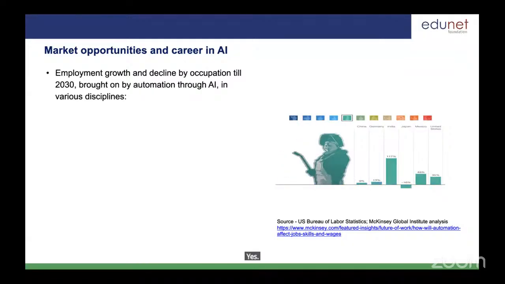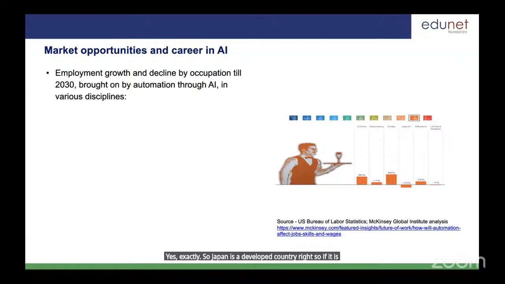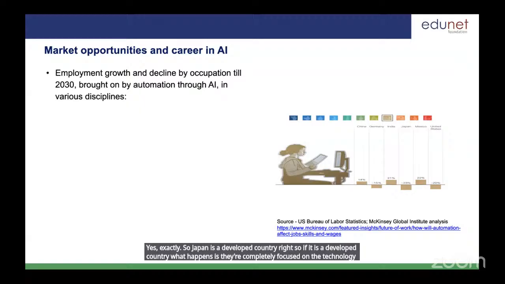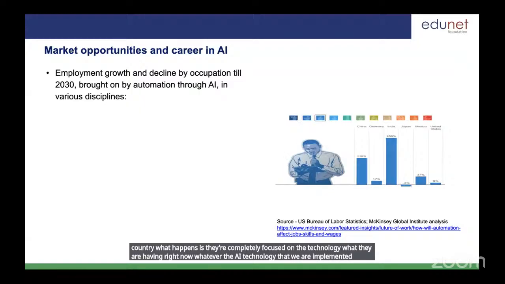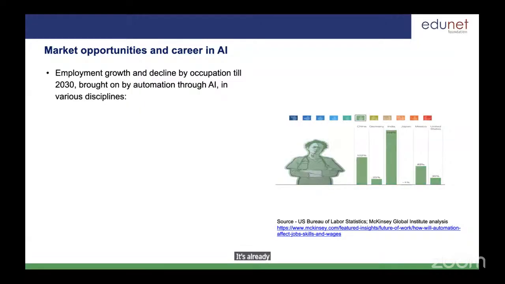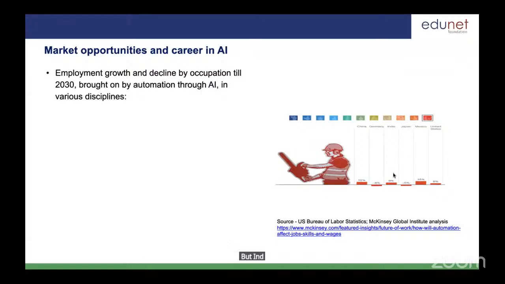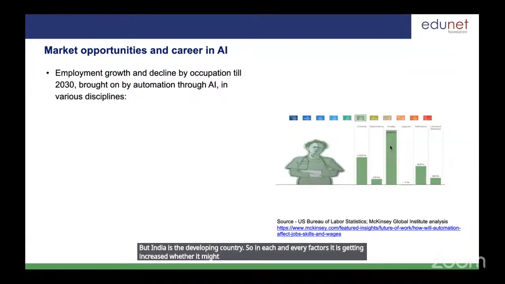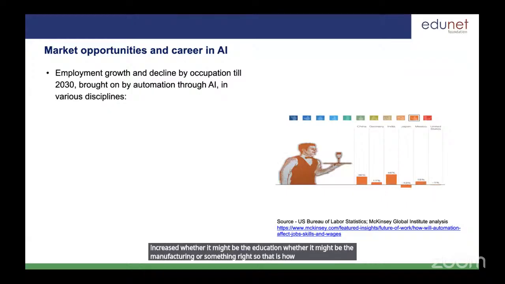Yes, exactly. So Japan is a developed country, right? If it is a developed country, they are completely focused on the technology they have right now. Whatever AI technology we have implemented, they want to implement that. It's already affected Japan. So they're not focused on evolving AI opportunities over there. But India is a developing country. So in each and every factor it is getting increased, whether it might be education, manufacturing or something, right? That is how the opportunities are related.